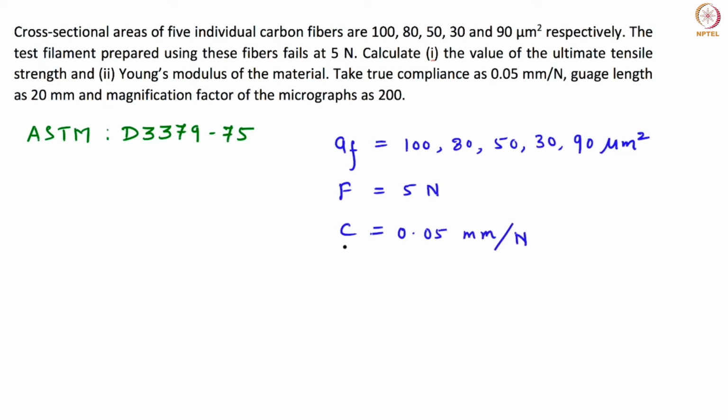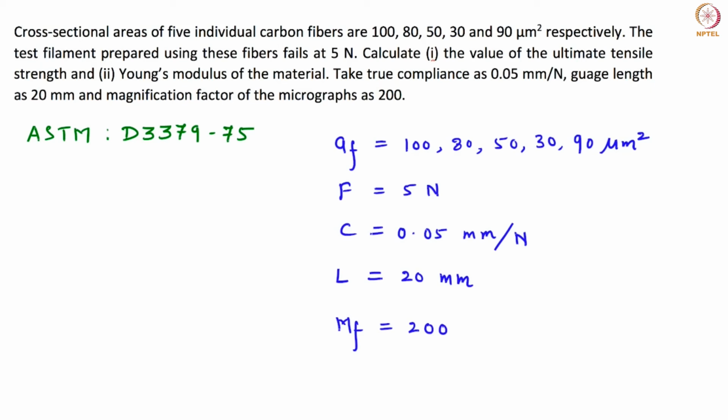What else? The gauge length. Gauge length is very important. Gauge length we will write as L. Generally you will take it between 20 and 30 millimeter. But by changing the gauge length, sometimes the final answers of the Young's modulus that you will get will slightly vary. So this is also an important factor. What else is given to us? The magnification factor of your micrograph, so that is 200.